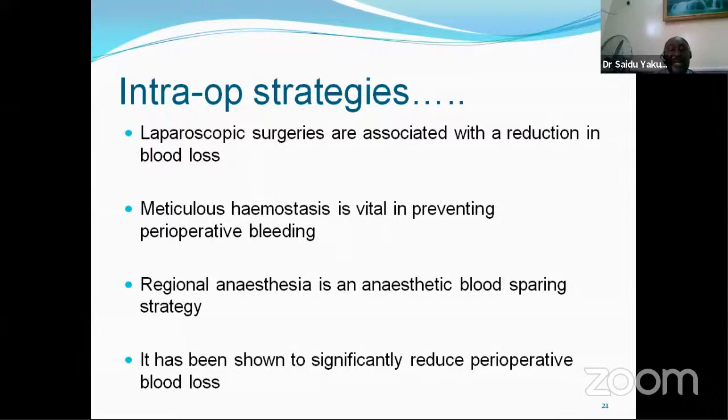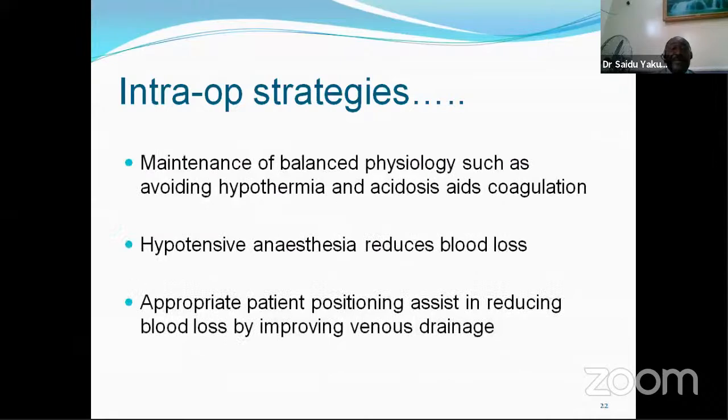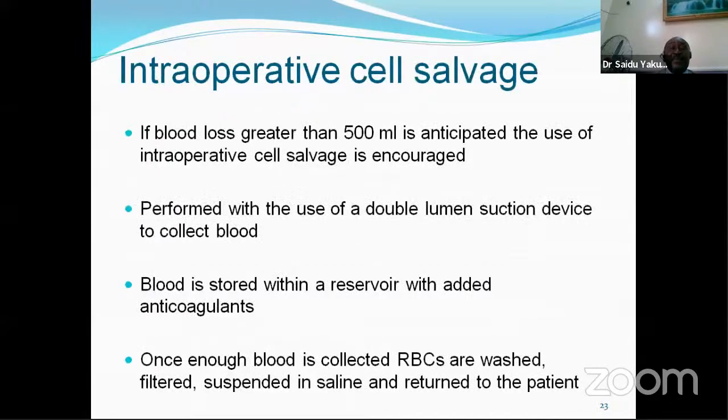Regional anesthesia has been shown to significantly reduce perioperative loss. Maintenance of balanced physiology, such as avoiding hypothermia and acidosis, aids in coagulation. As I mentioned earlier, hypotensive anesthesia is relevant. Appropriate patient positioning assists in reducing blood loss by improving venous drainage. One could put the patient in the left lateral position so that there will not be compression of the vena cava; there should not be caval compression.